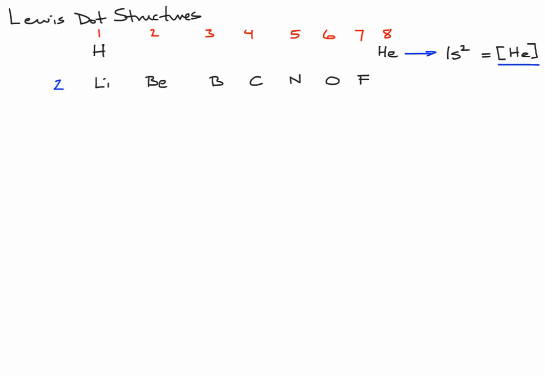So for example, let's go ahead and look at lithium fluoride. So here's the molecular formula, lithium fluoride. Now we want to draw the Lewis dot structure, which means we want to understand how these two elements are bonded together. So to do that, we need to know what each element contributes in terms of the number of electrons.